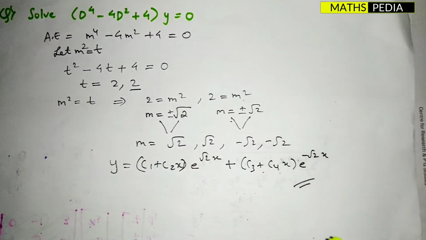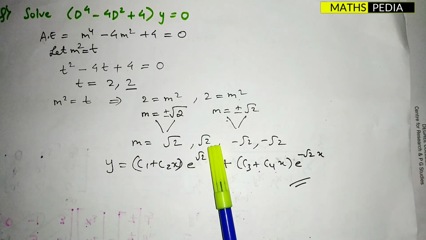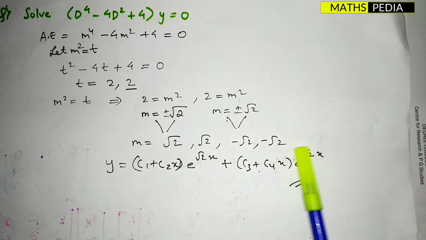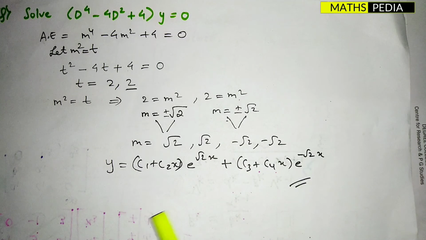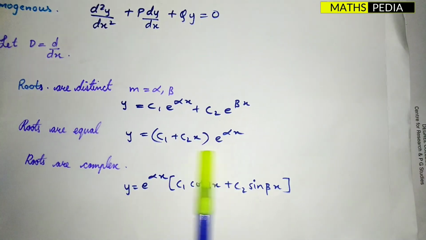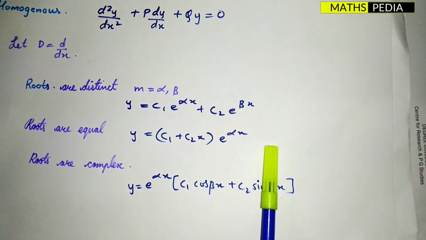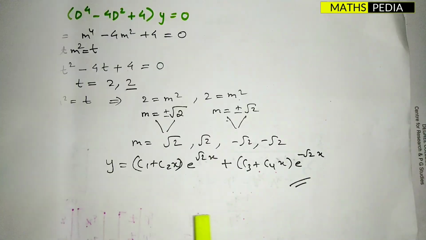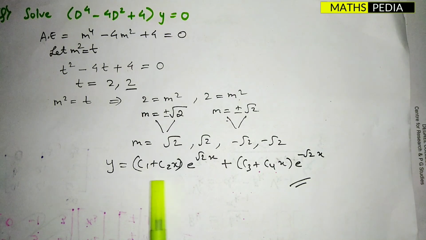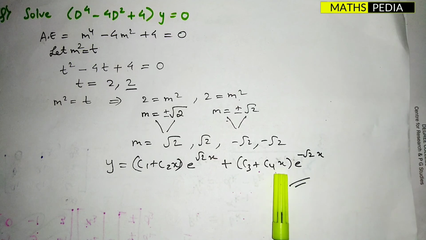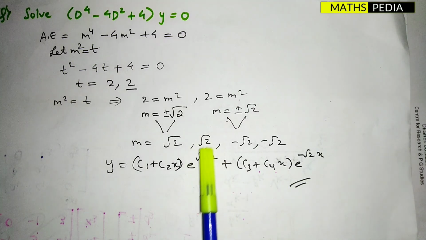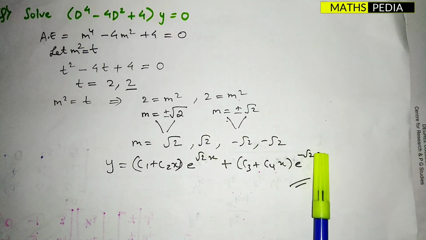Now here you can observe that 2 roots are repeated, that means they are equal, and here also they are equal. Then you can directly go for the same formula that we have done before, where the roots are equal. So always remember, when you take C1 plus C2, again don't take C1 plus C2 here, you have to take C3 plus C4. And what is alpha here? The repeated root, that is root 2 here, and here it is minus root 2. That's it.